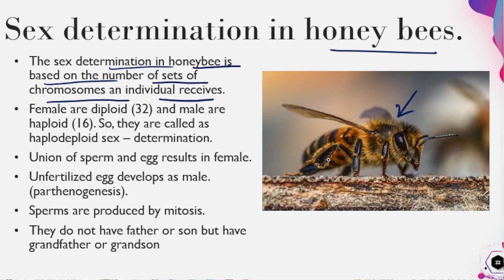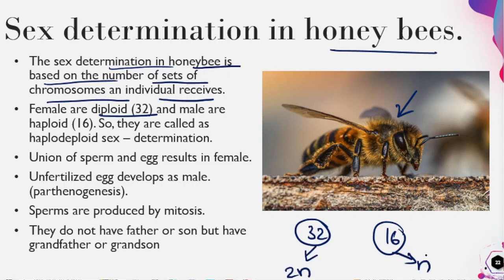So based on how many chromosomes a honeybee has, we will say the honeybee is male or female. Okay, so if it is having 32 chromosomes, then we say it is female. If it is having 16 chromosomes, then we will say it is male. See, females are diploid. Diploid means females are 2n. Males are haploid, having 16 chromosomes, and females are having 32 chromosomes. So this is called haplodiploid sex determination. You can also say the sex determination in honeybee is haplodiploid sex determination.